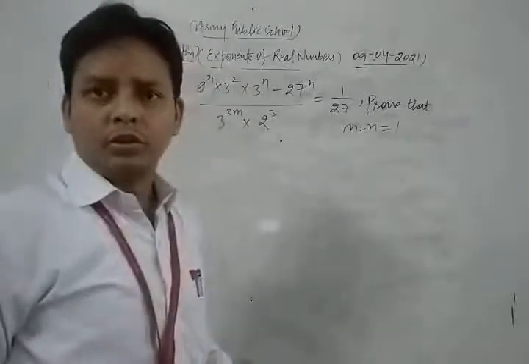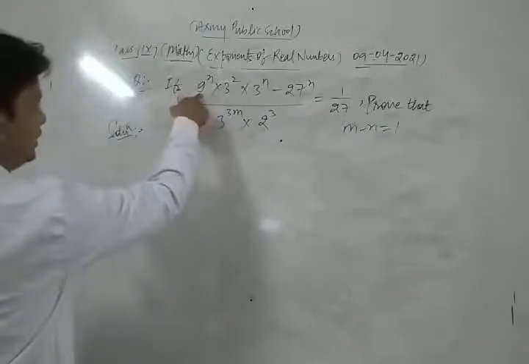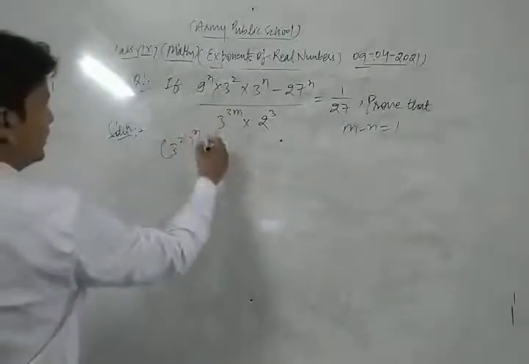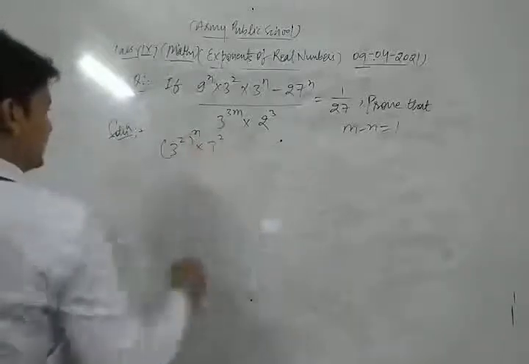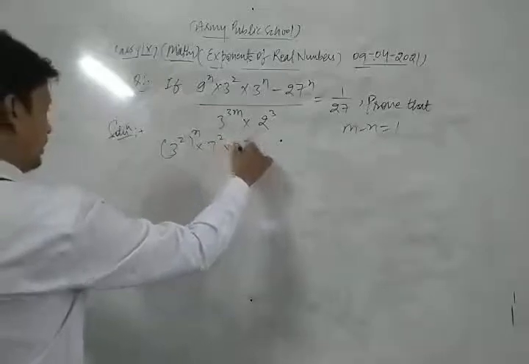Prove that m minus n is equal to 1. Let's see. First of all we write it in this way. Here we write 3; here 9 we write as 3 squared, to whole power n, and write as it is. 3 3s are here. So here we write 3 power 2, as it is, and here also we write 3 to the power n.